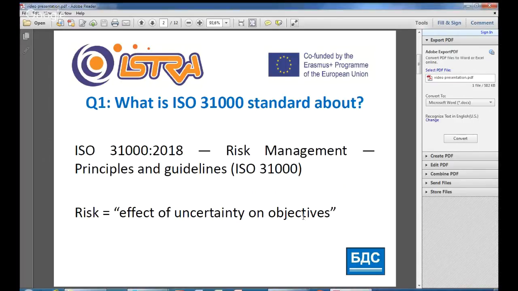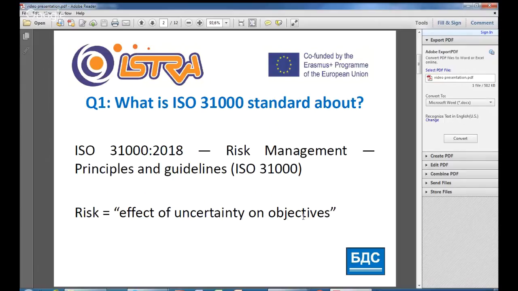Let's start with the questions. Question number 1. What is the ISO 31000 standard about? The official title of the standard is ISO 31000:2018 Risk Management Guidelines.